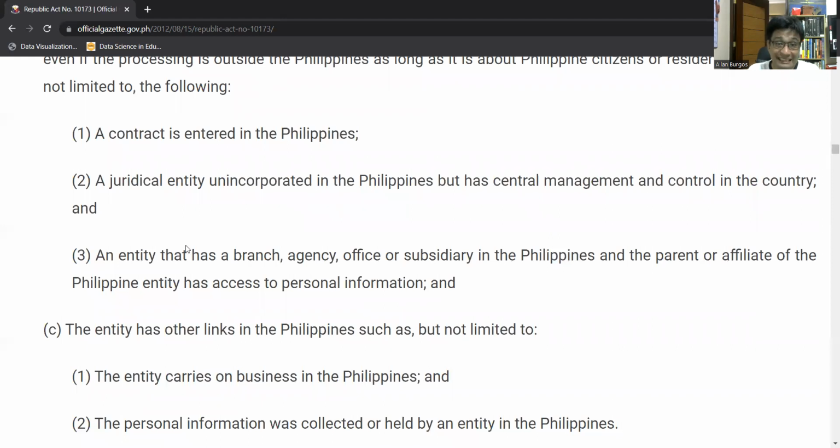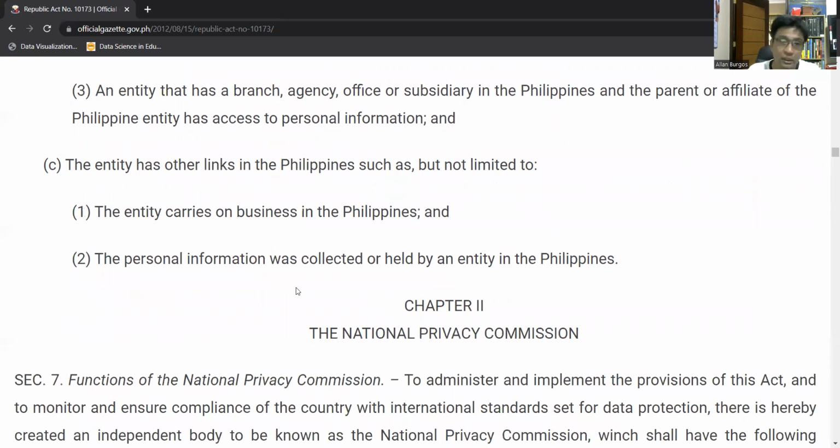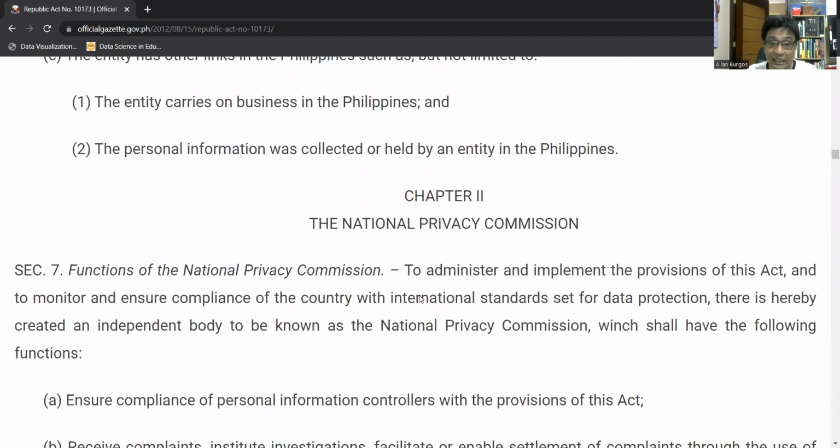A contract is entered in the Philippines; a juridical entity unincorporated in the Philippines but has central management and control in the country; and an entity that has a branch, agency, office, or subsidiary in the Philippines, and the parent or affiliate of the Philippine entity has access to personal information. The entity has other links in the Philippines such as, but not limited to, the entity carries on business in the Philippines and the personal information was collected or held by an entity in the Philippines.